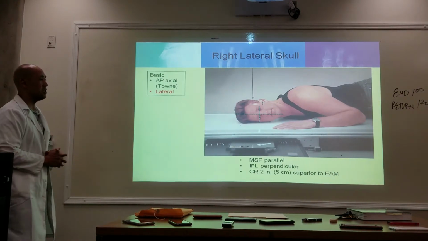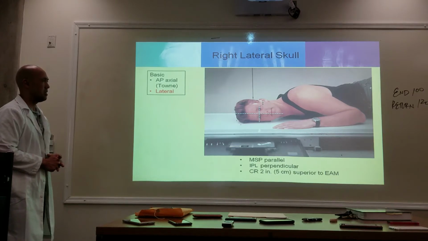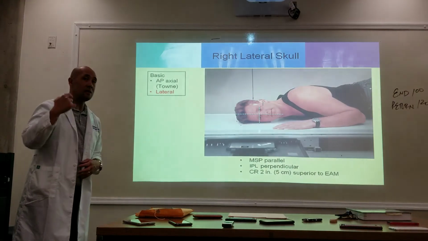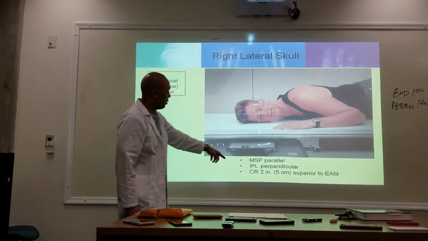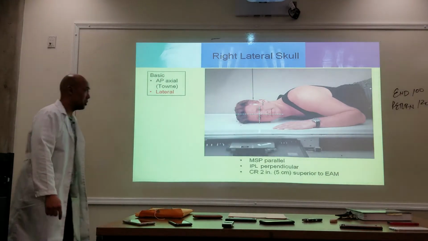Central ray, 2 inches above the, what's the EAM? External acoustic meatus. The hole in your head. That's it. So, central ray 2 inches above your ear hole, your external auditory meatus.